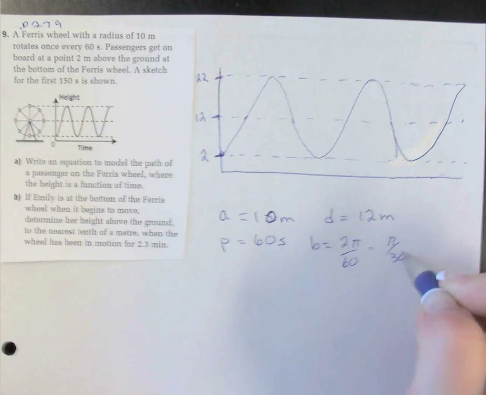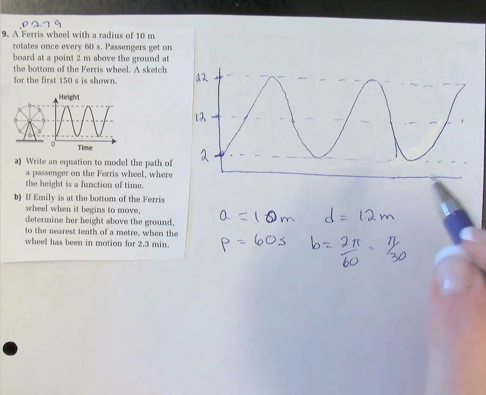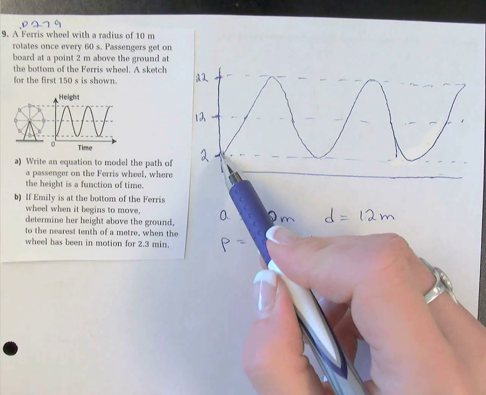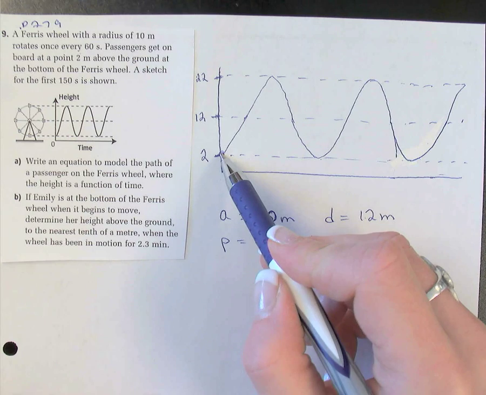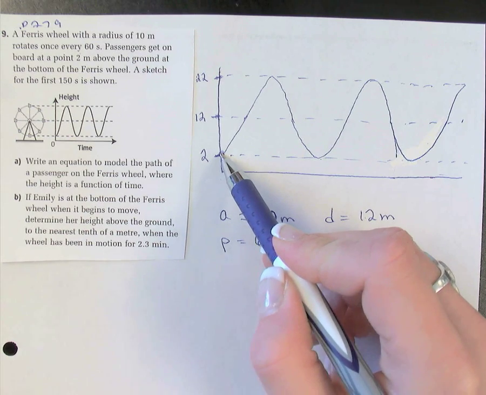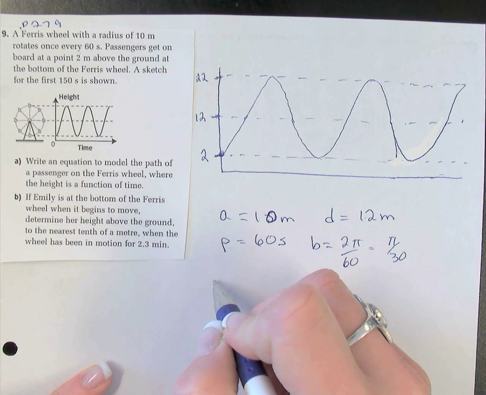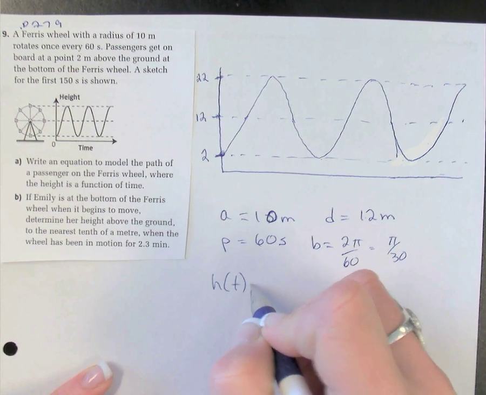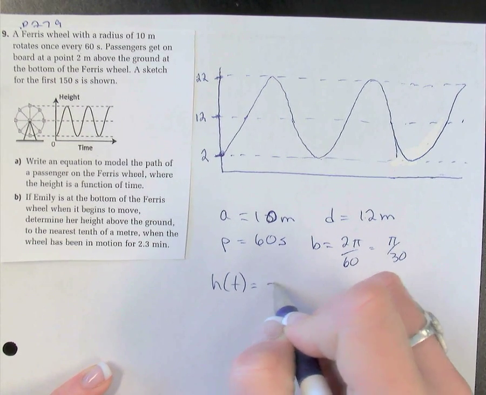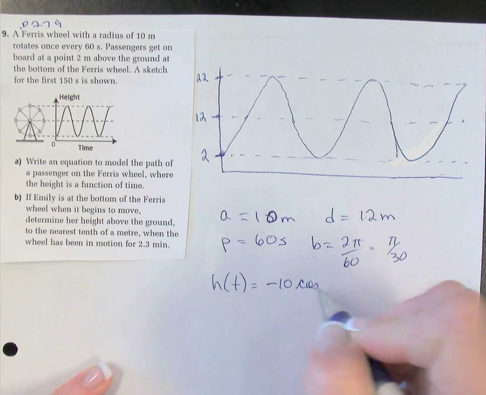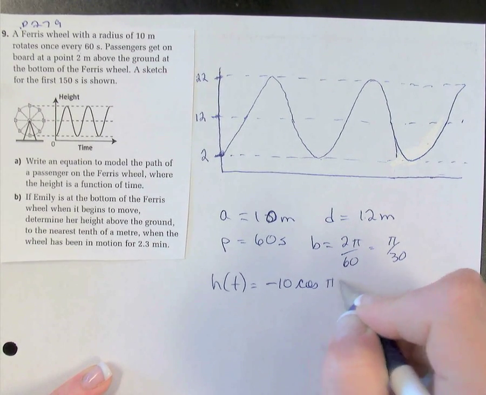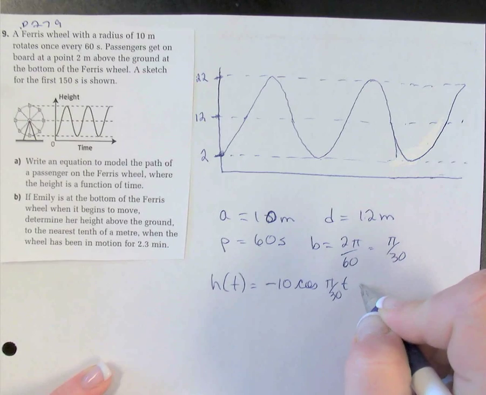And now we need to write an equation and look for the C value. Because the passengers get on at the very bottom, if we start at the minimum, we'll use negative cos. So putting our equation together, I'm going to use height as h. I'm going to call this h of t. Negative cos, I'm going to put a negative 10 cos pi by 30t plus 12.